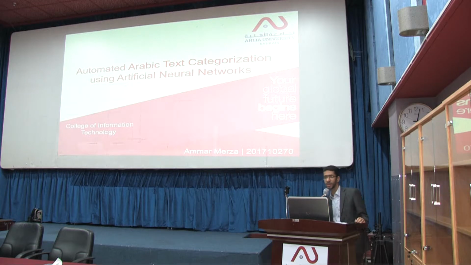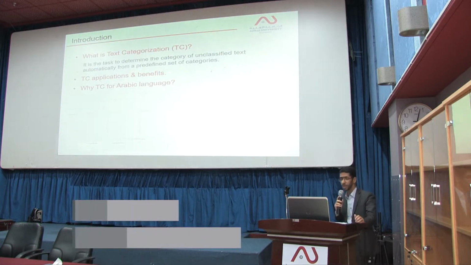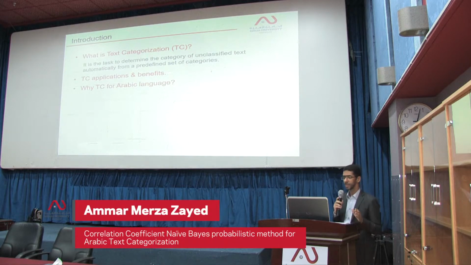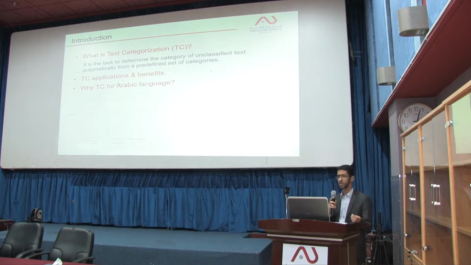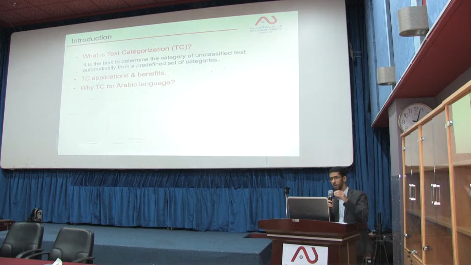Good afternoon, everybody. My topic today is automatic Arabic text categorization using artificial neural networks. Just an introduction about my topic. Text categorization is the process of determining the category of unclassified text automatically from a predefined set of categories. So it's an automated process to categorize text from a predefined set of categories.